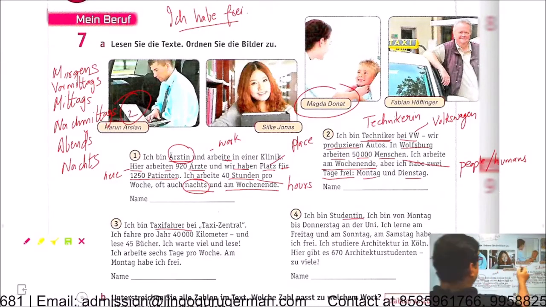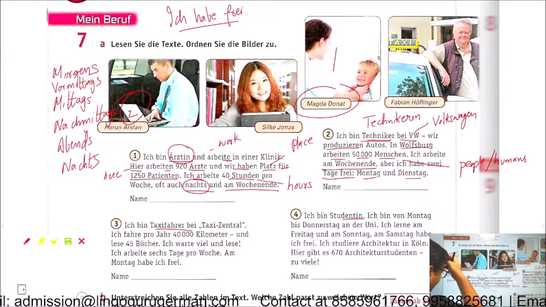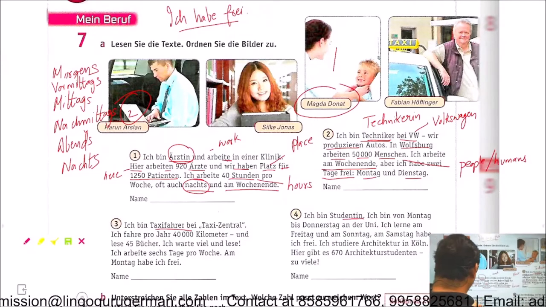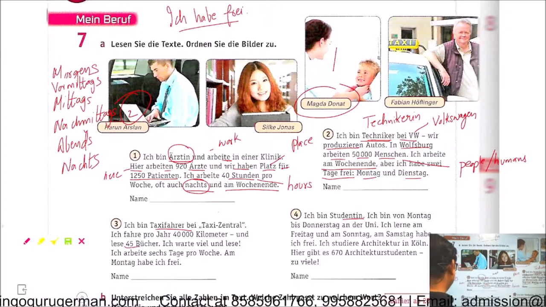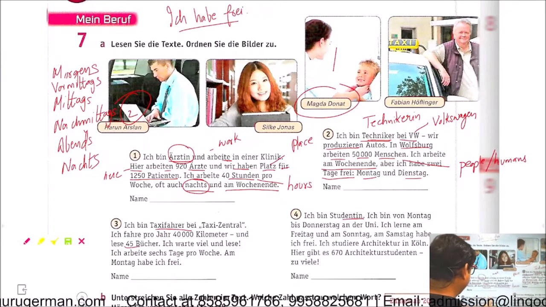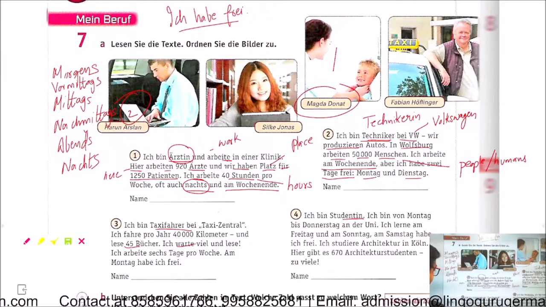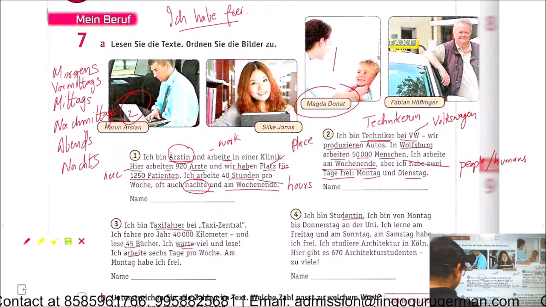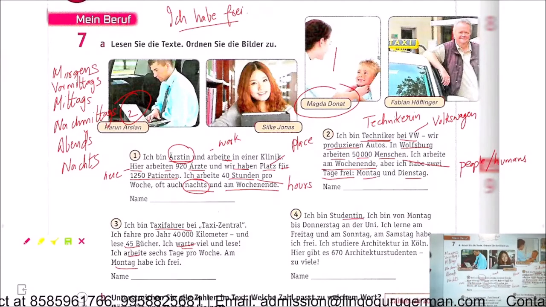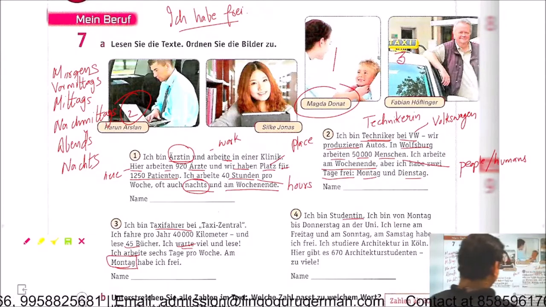This is number two. This is number one. Ich bin Taxifahrer bei Taxizentrale. Ich fahre pro Jahr 40,000 Kilometer. I drive 40,000 kilometers per year. Und ich lese 45 Bücher, and I read 45 books. Ich warte viel und lese. I wait a lot and I read. Warten is to wait. Ich arbeite 6 Tage pro Woche. I work 6 days per week. Am Montag habe ich frei. And I am only free on Monday. That means he works 6 days. That's correct. Taxifahrer, this is Fabian Hirflinger, text number 3.